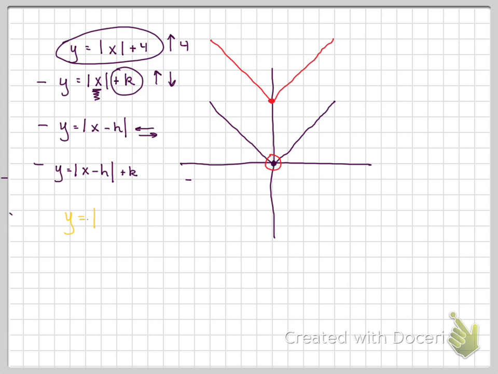Another transformation, okay? Y equals the absolute value of x minus 4, which means that we're going to take the parent vertex at 0, 0 and move it down 4. And from there, our graph branches out to a perfect V. Okay? Easy enough.